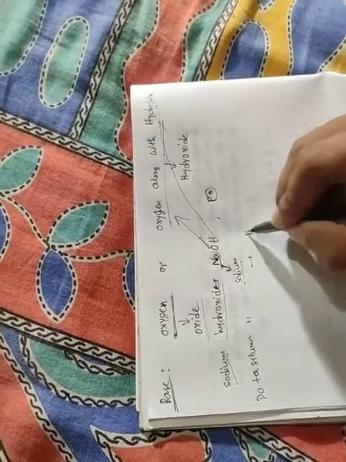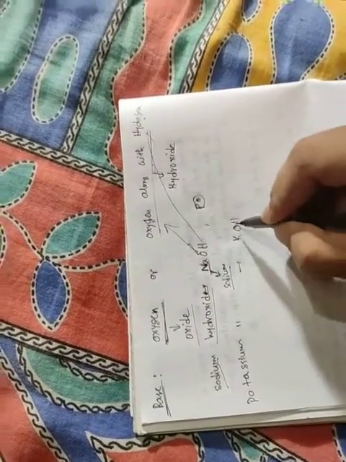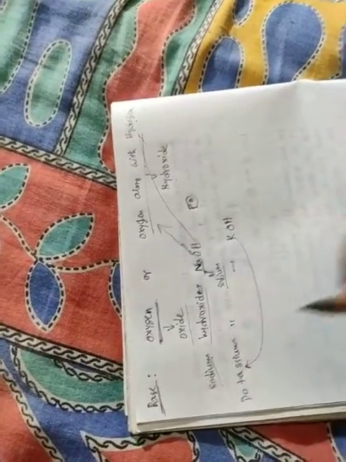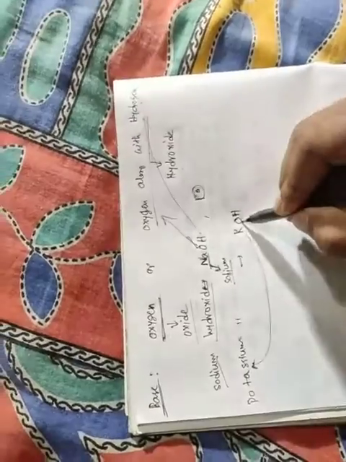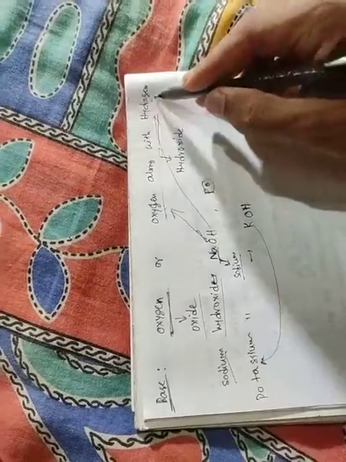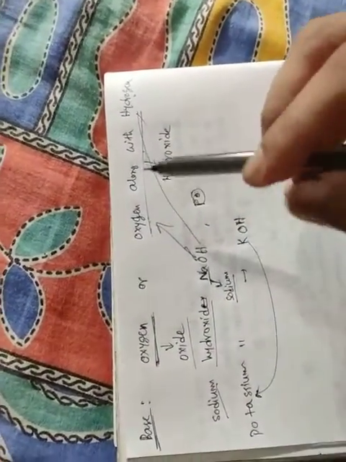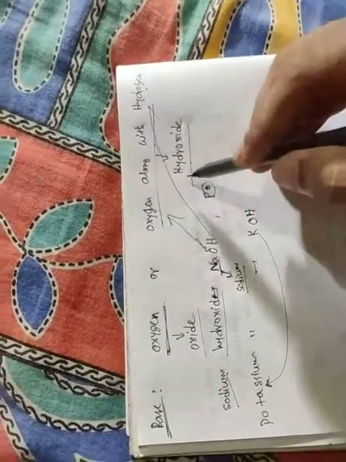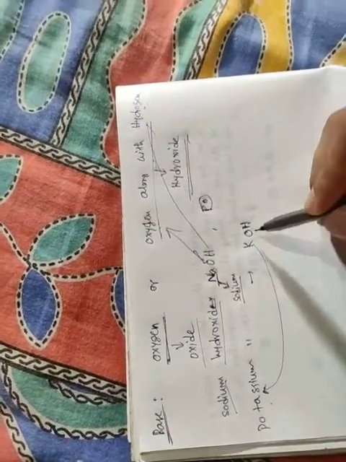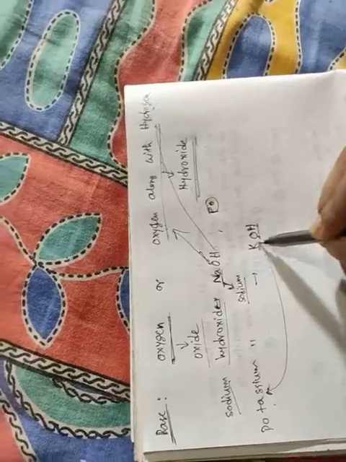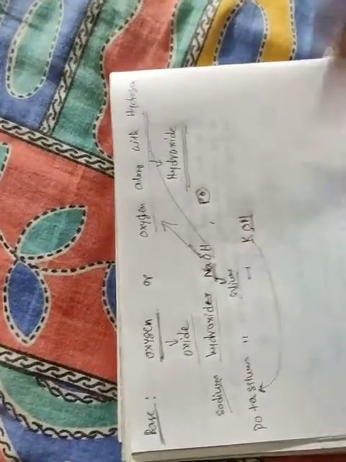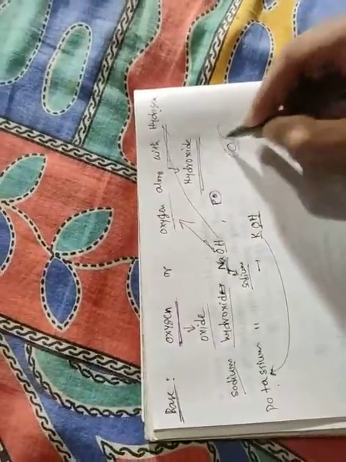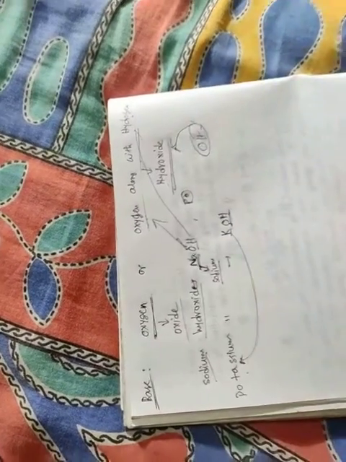Potassium hydroxide means KOH. K means potassium, O and H mean oxygen along with hydrogen. Any compound that consists of oxygen along with hydrogen is called hydroxide. So we can name it easily: potassium hydroxide, sodium hydroxide. OH means hydroxide.